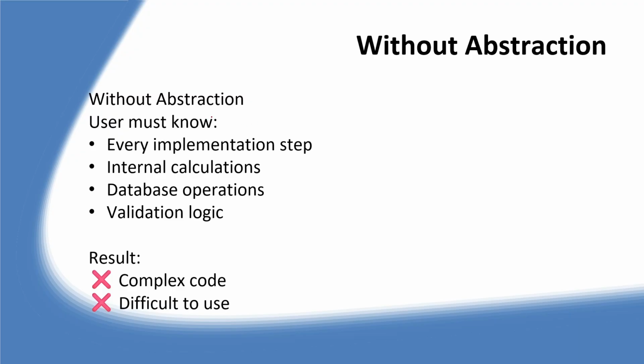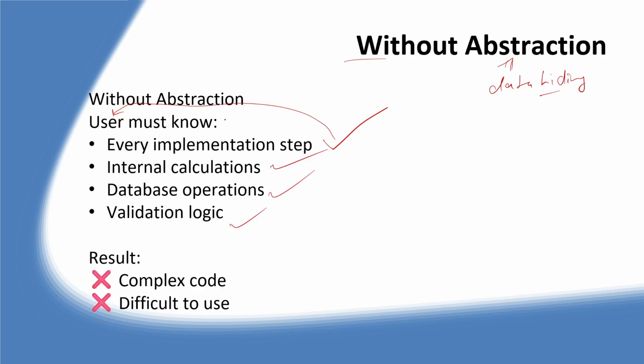So abstraction means data hiding. We are hiding some data, right? Implementation details, whatever. So in this, we are seeing without abstraction. That means we are not hiding any data. We are showing everything to the end user. Every implementation step, every internal calculation, whatever operation we are performing, whatever logic we have written for validations. All those things, we are showing to the user.